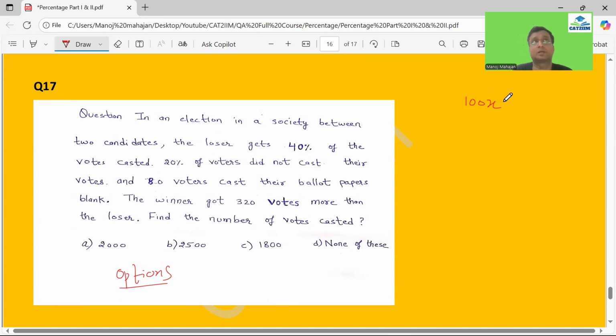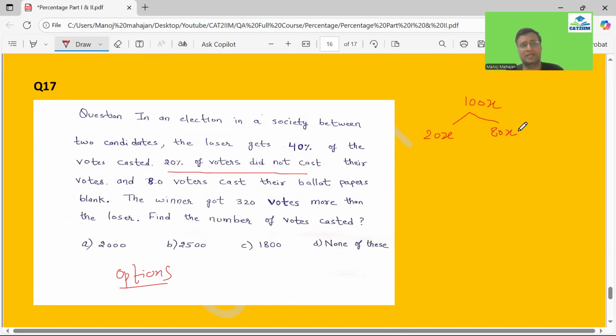So 100x is total voters, I'm assuming, right? They're saying 20% of voters did not cast. So can I say 20x? I don't have to do anything extra out here because 20% was easy to calculate, 20x. So can I say 80x would be the number who have casted their vote?